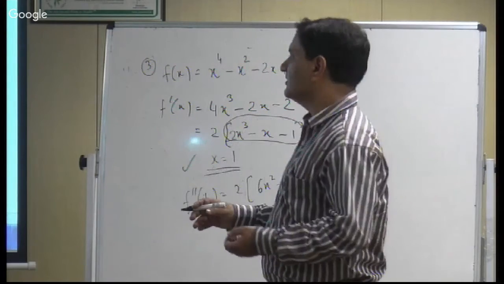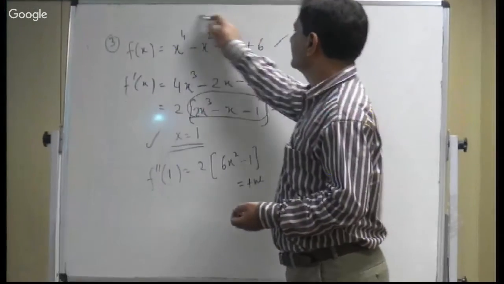And what is the global minimum value? You substitute 1 in this. So 1 minus 1 minus 2 plus 6, 4. So the correct answer is 4. C part. Next, please.